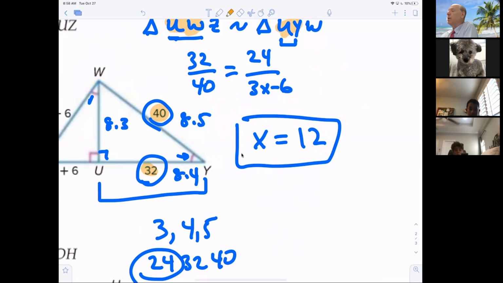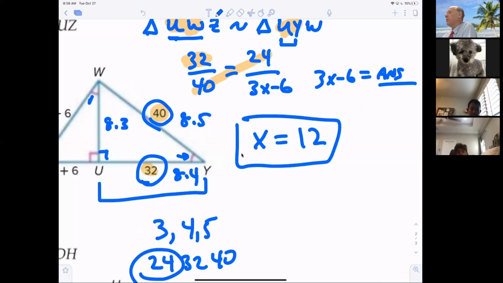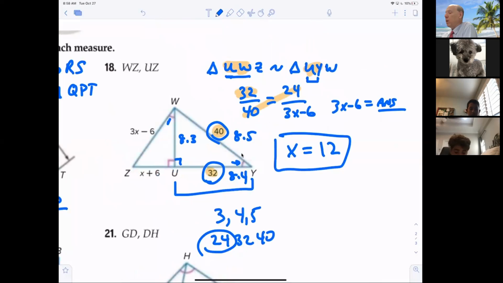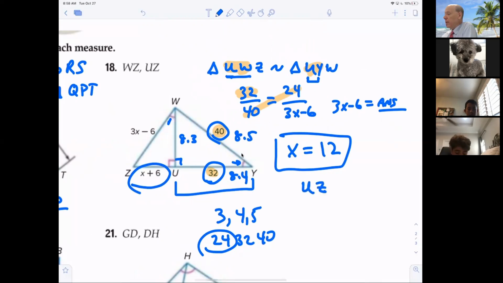Right, you should be able to mentally do that. 24 times 40, then divide it by 32. Then you have 3x minus 6 equals that number that you have on your calculator. Then it's just what? Add 6 and then divide by 3. And of course, x equals what? 12. Now that we know x equals 12, then what's ZU? 18. So UZ equals 18, and then it's asking for WZ, which is equal to what? How much?